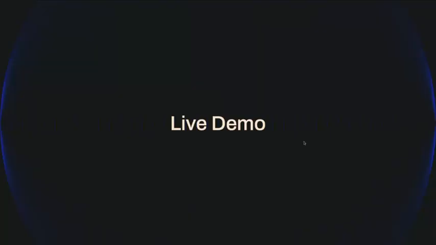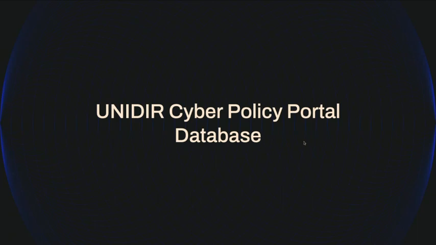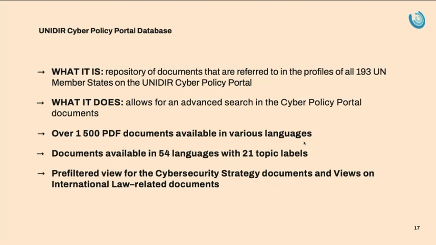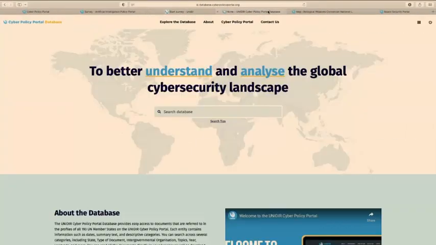And lastly, in March this year, during the OEWG, we also launched the UNIDIR Cyber Policy Portal Documents Database. It is a repository of documents that are referred to in the profiles of all 193 UN member states on the Cyber Policy Portal. The database allows for advanced search in the cyber-related documents. We collected and analyzed over 1,500 PDF documents. We included all the available language variations for the documents. We now have documents available in 55 different languages. I will invite my colleague to briefly showcase also the database.